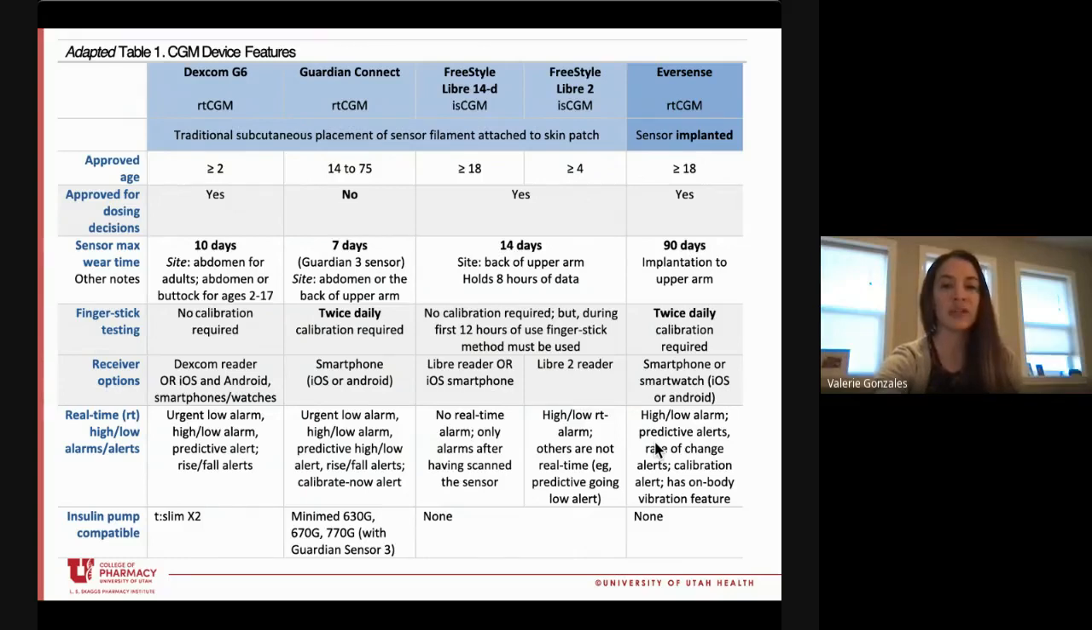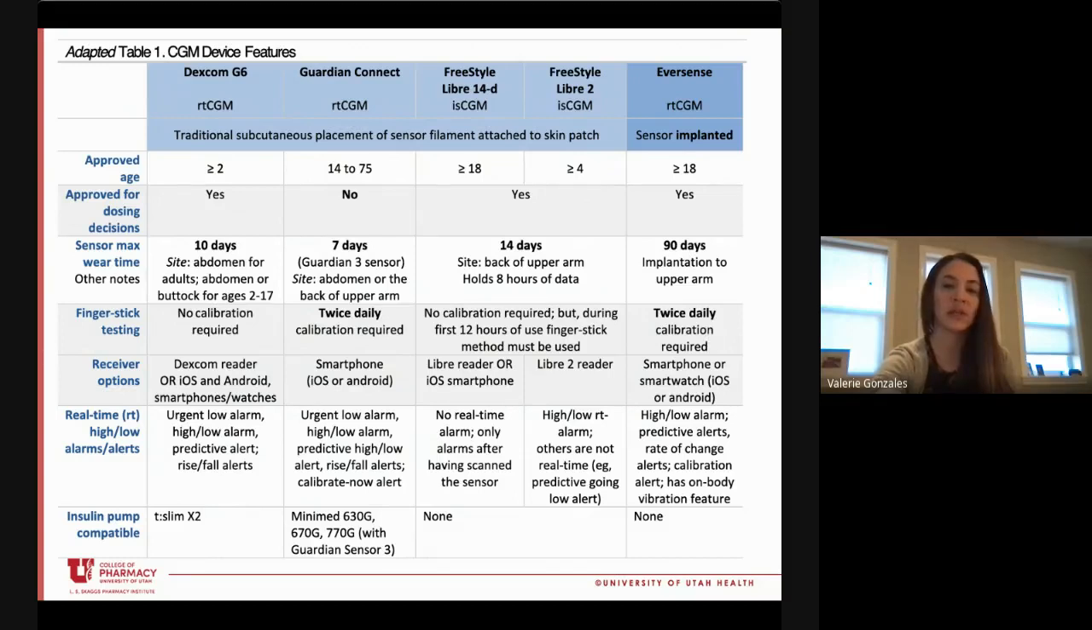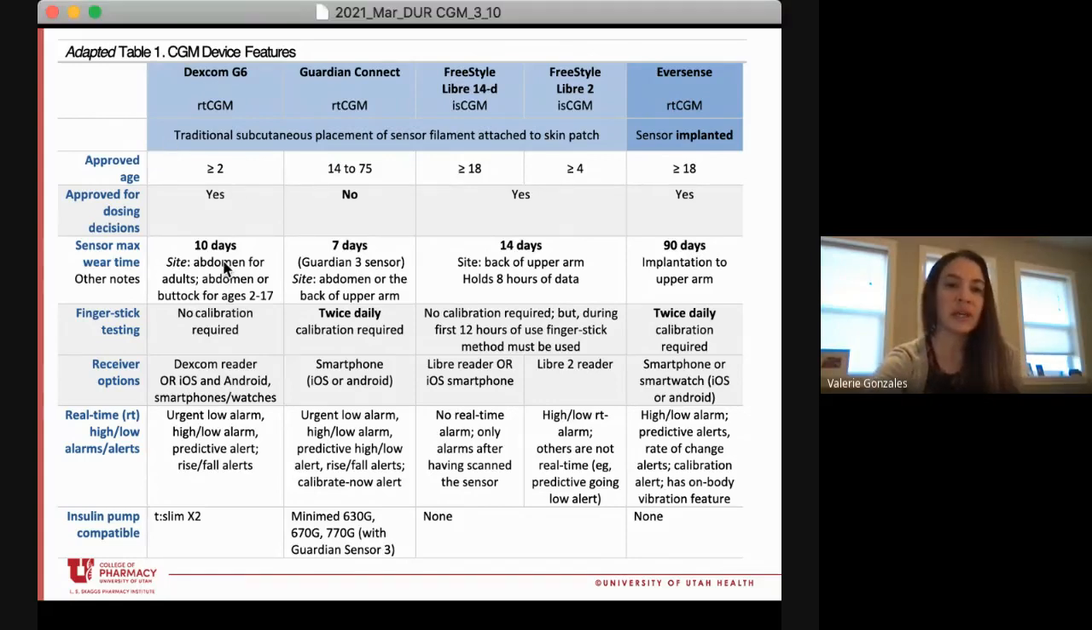The site of application for the CGM sensors and the frequency at which they must be replaced differ between each device. 2 devices, Guardian Connect and Eversense, require twice daily calibration by fingerstick testing to ensure accurate readings, whereas others do not require manual calibration. Guardian Connect and Eversense also require the user to own a compatible smart device, such as a smartphone, that serves as the receiver for displaying glucose information to the patient. Dexcom G6 and Guardian Sensor 3 that's used in Guardian Connect are also compatible with certain insulin pumps.